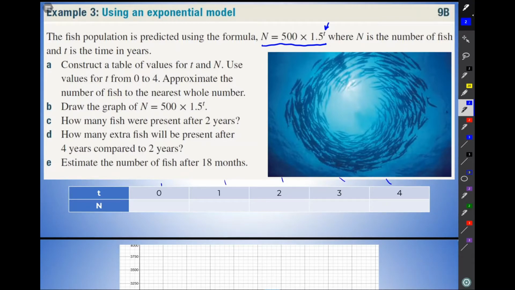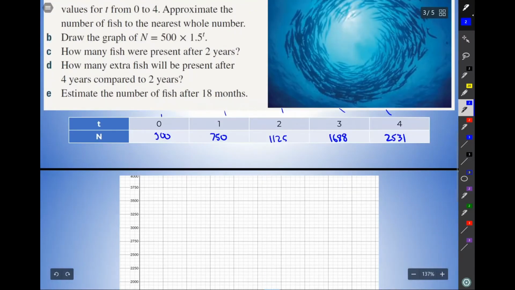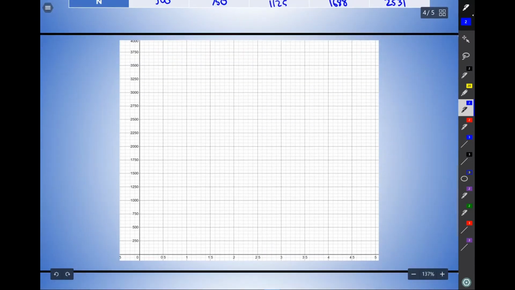So obviously when t equals 0, that goes away, and we just have 500. And the rest of them, just pop them in your calculator. I've already done it, so I'm just going to fill this in, in the interest of time. Now we draw the graph in the exact same way we did before.